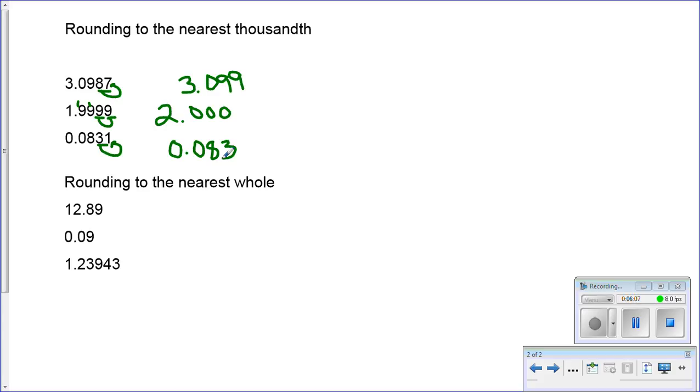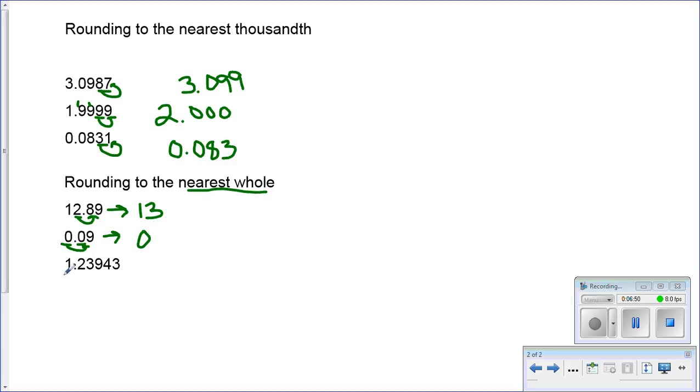Okay. Here we're rounding to the nearest whole. Whole number means my ones place. So here's my ones place, and the tenths place determines whether the ones place remains the same or increases by 1. So here, ask yourself, does the 8 keep the 2 a 2, or does it go up to a 3? It should go up to a 3. Okay. Here's my ones place, and here's my tenths place. Does my 0 in my ones place stay a 0, or does it go up? It stays a 0.